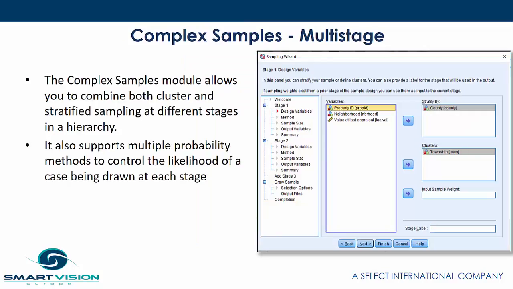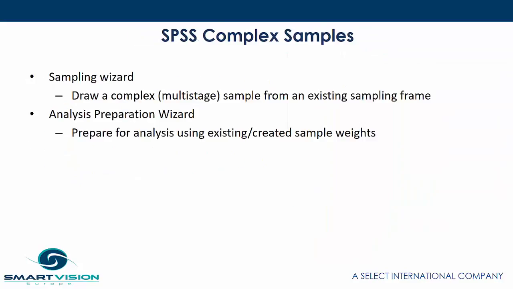In fact, the Complex Samples module allows you to combine both cluster and stratified sampling at different stages in a hierarchy. It also supports multiple probability methods to control the likelihood of a case being drawn at each stage. Complex Samples is composed of two elements. One is a sampling wizard, which allows you to draw the complex multi-stage sample itself from an existing sampling frame.